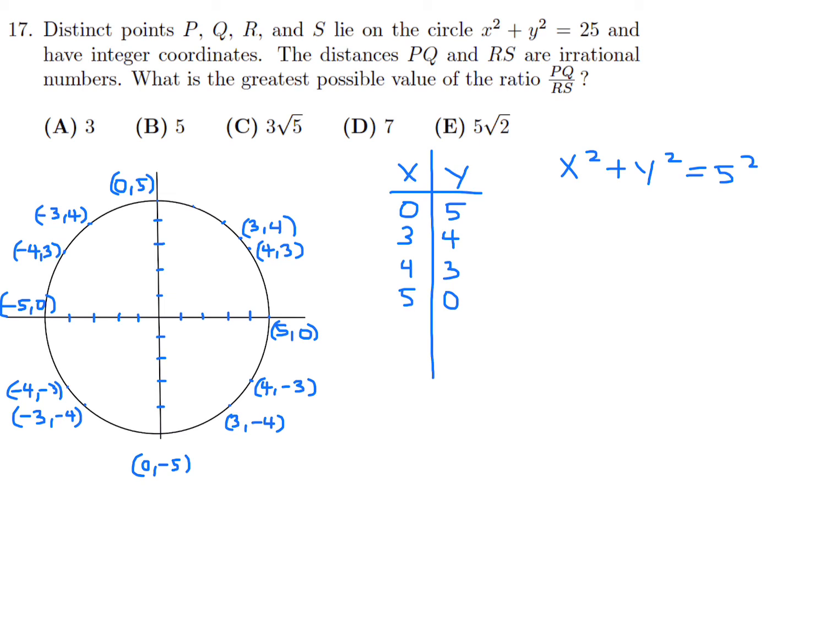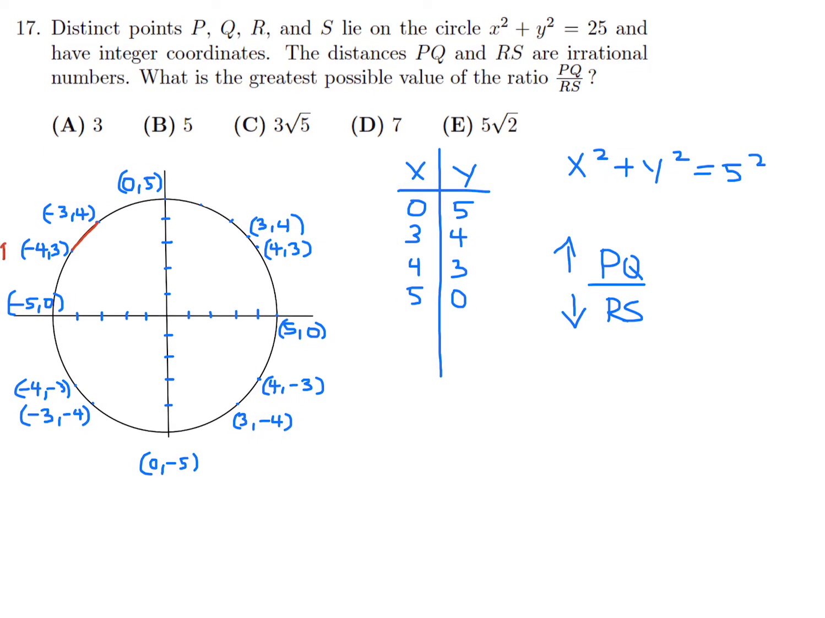So now we have to start figuring out this PQ and RS. If we want the ratio PQ over RS to be the greatest possible, we have to make PQ as big as possible and RS as small as possible. Looking at this, the smallest distance I can get is between these two points. I'll say this is R and this is S, and I can easily figure out that distance.